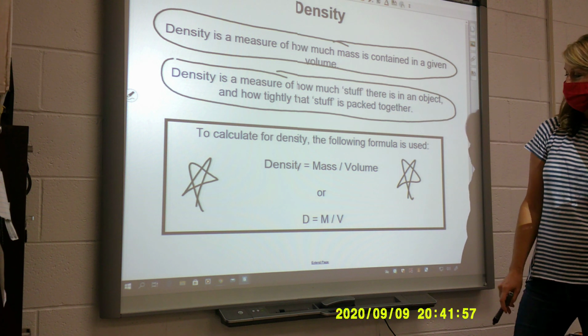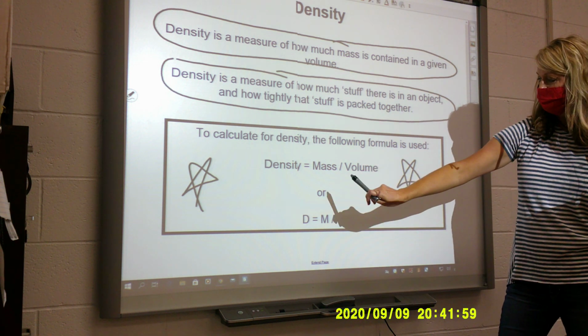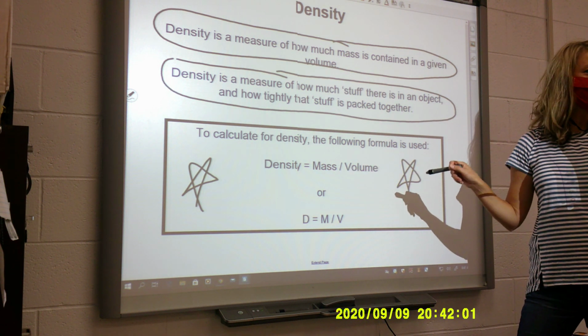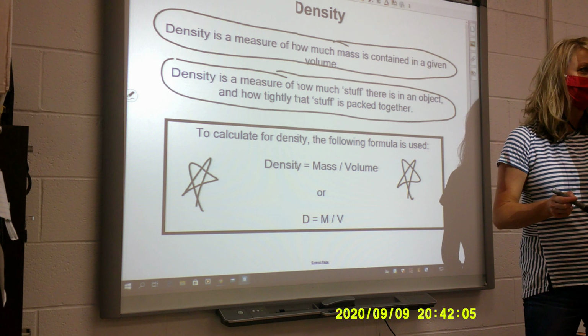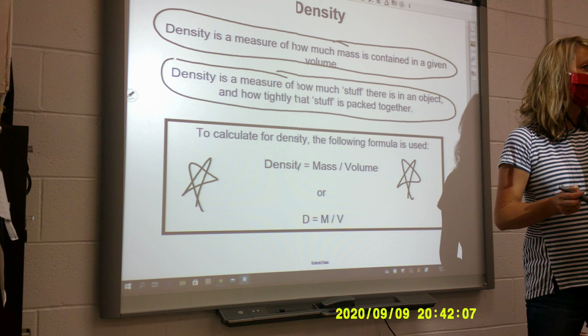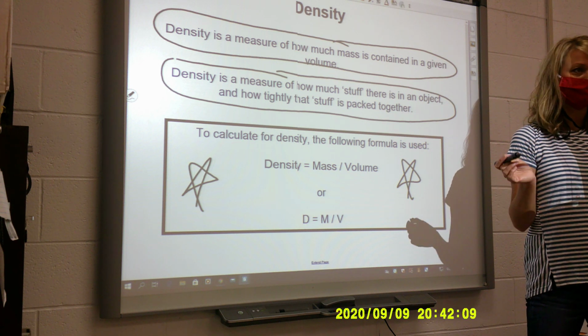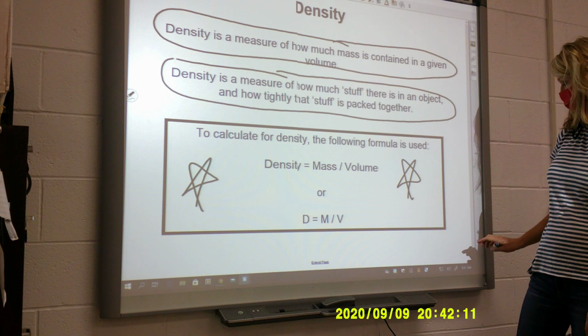To calculate density, you take the mass divided by the volume. This is just a simple fraction. You can do it on these simple little calculators. You pull up a calculator on your Chromebook. It's simple, just division.